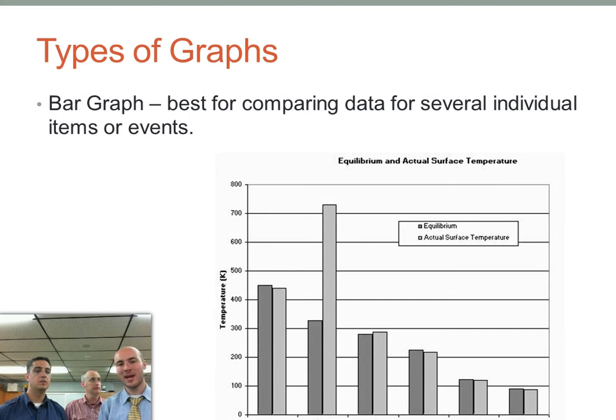So the next one, and you guys have probably seen these before, are bar graphs. Now bar graphs are used when you're taking different groups and you're actually comparing them. So bar graphs are used for comparison, not necessarily to show the change in something over time. That's what a line graph is for.